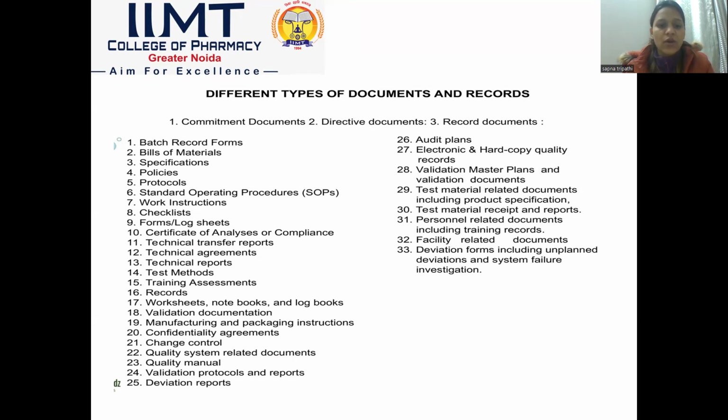packaging instructions, confidentiality agreements, change control, quality system related documents, quality manual, validation protocol and reports, deviation reports, audit plans, electronic and hard copy quality records, validation master plans and validation documents, test material related documents including product specifications, test material receipt and reports, personnel related documents including training records, facility related documents, deviation forms including unplanned deviation and system failure investigations.